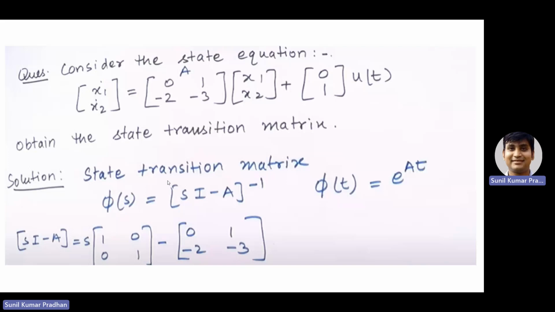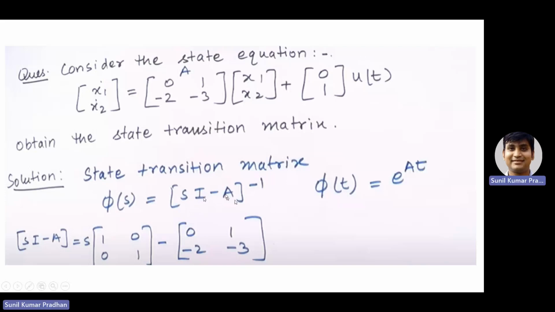So the state transition matrix, let's say phi of S, is the state transition matrix in S domain, which is equal to the inverse of SI minus A. What is I? I is your identity matrix, that is 1 0 0 1. So it is a 2 by 2 matrix.